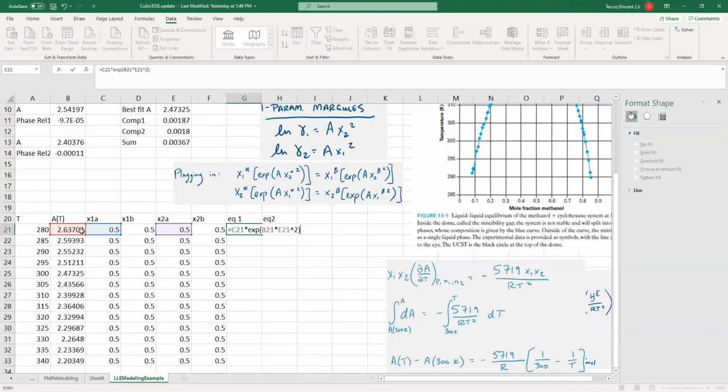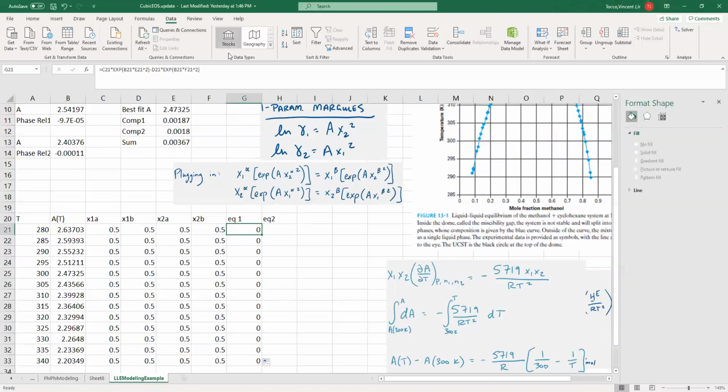And I don't have to dollar sign anything, so there is no set value of A because it's going to change as temperature changes. So I'm going to use that value of A for each individual temperature. Minus x1b times exponent of A times x2b squared. Okay, that one's equal to 0. Interesting, why does that one equal 0? I wouldn't have expected that. All right, let's keep going.